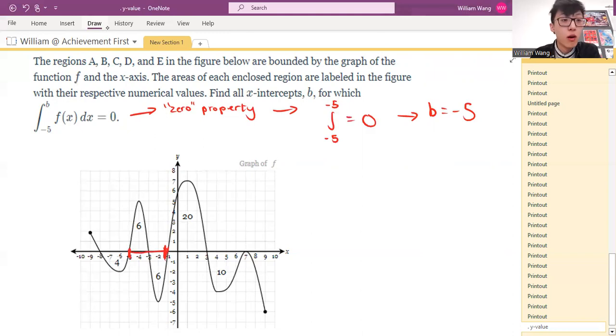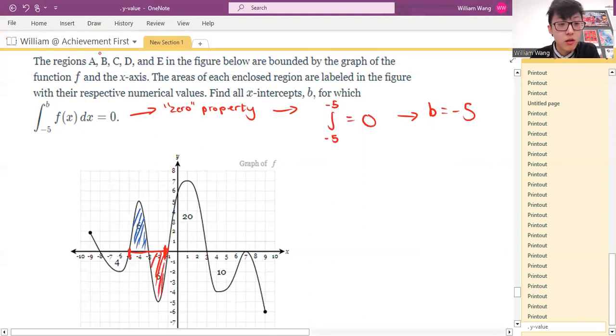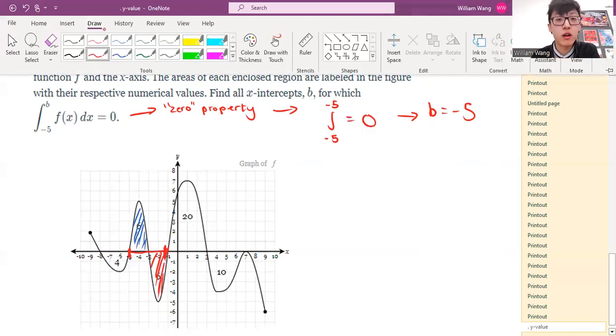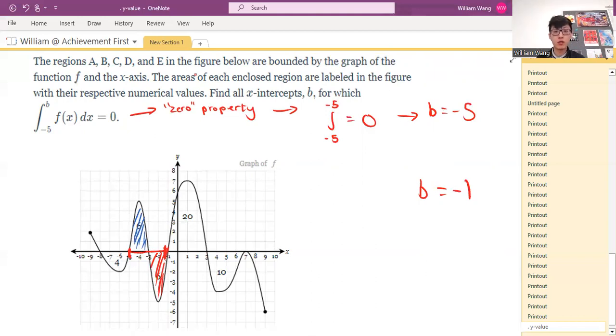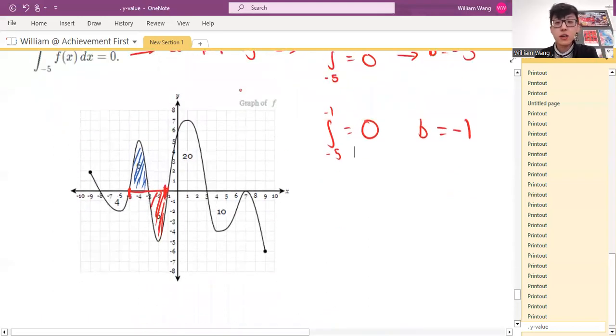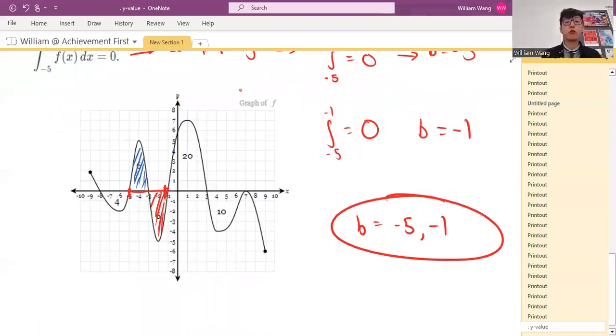But what if I go from -5 and I end at 1? What do I notice? Well, I notice that I have some integral, which is a positive area, but also I have accumulated negative area as well. So +6 and -6. So it's going to be equal to 0. Hence, I have another option. My answer B could be -1, right? Because that would also get me 0. So -5 to -1 would also get me 0, which is sort of tricky because you have to see that. That's not a property necessarily that we learned. So my answer here would be b is equal to -5, comma, -1. That would be what you put in DeltaMath.